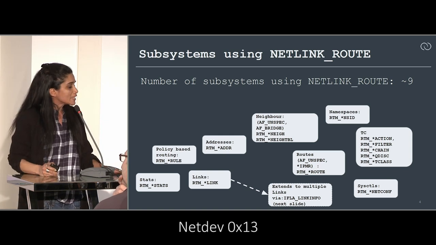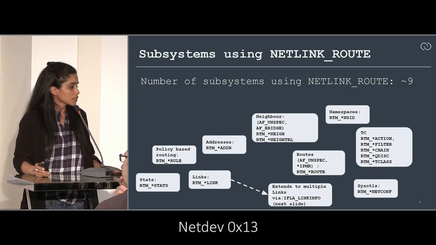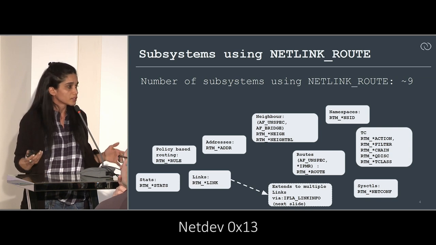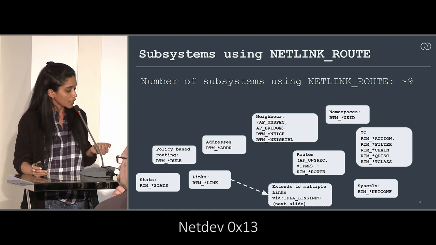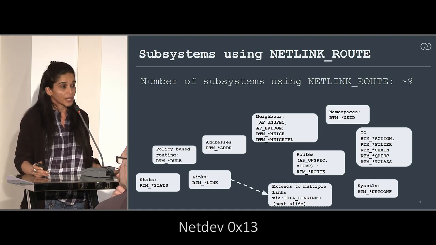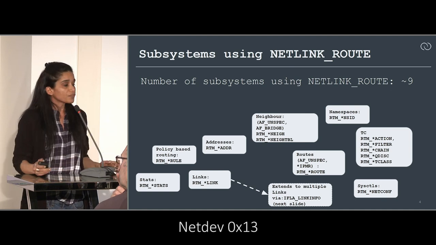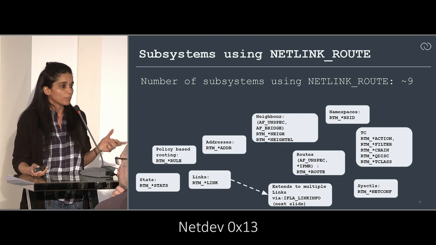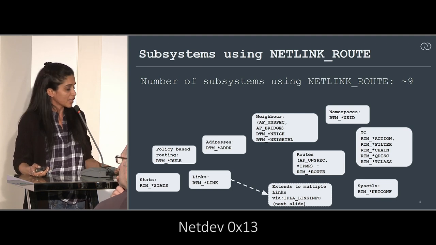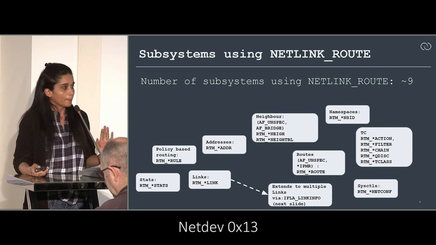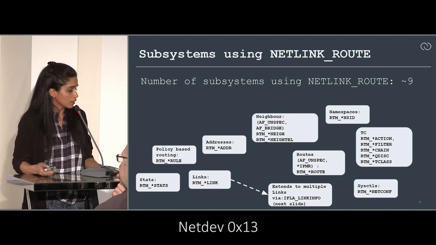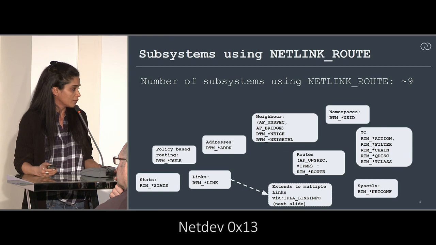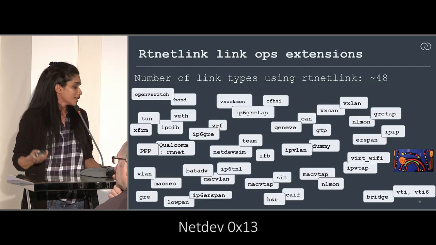Okay. So, just a survey on subsystems using RT Netlink route today: routing, addresses, links, stats, neighbor subsystem, namespaces, TC, and sysctls, RTM netconf. And each of these, in some cases, are overloaded by family types. So for example, neighbor's RT Netlink API is used with the AF unspec family by the neighbor subsystem and with the AF bridge family for the bridge FDB and VXLAN FDBs.